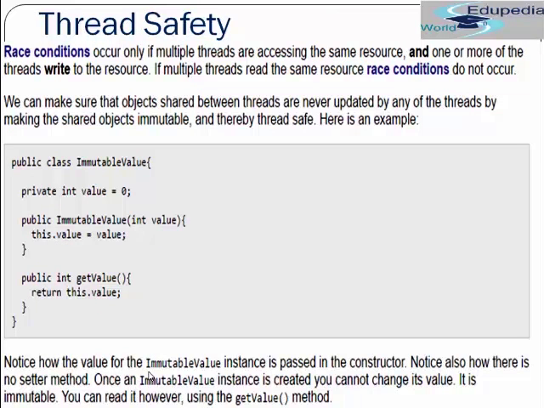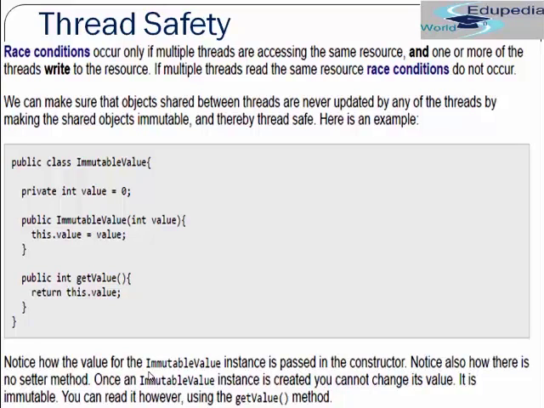Okay guys, that was about local variables and reference variables and how they can be thread safe or not thread safe. Now let's see some more points about thread safety. Race conditions occur only if multiple threads are accessing the same resource and one or more of the threads write to the resource. If multiple threads read the same resource, race conditions do not occur. We can make sure that objects shared between threads are never updated by any of the threads by making the shared object immutable and thereby thread safe.